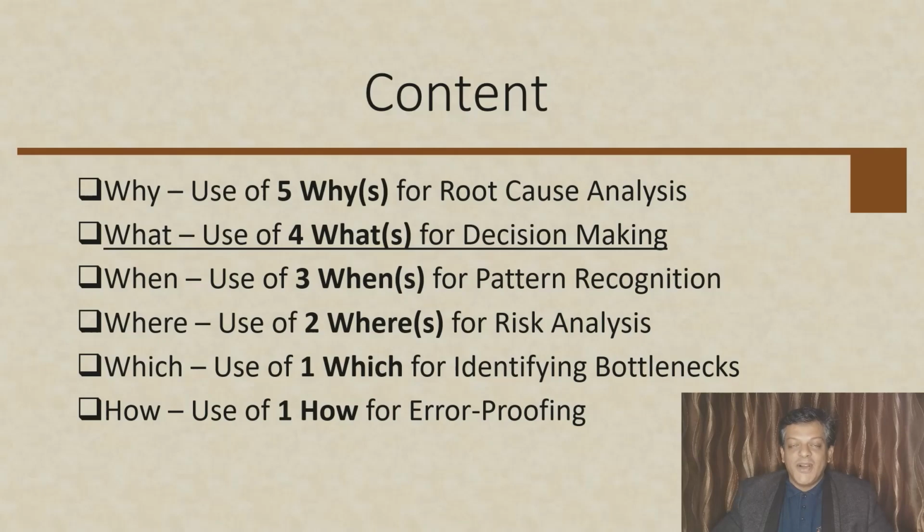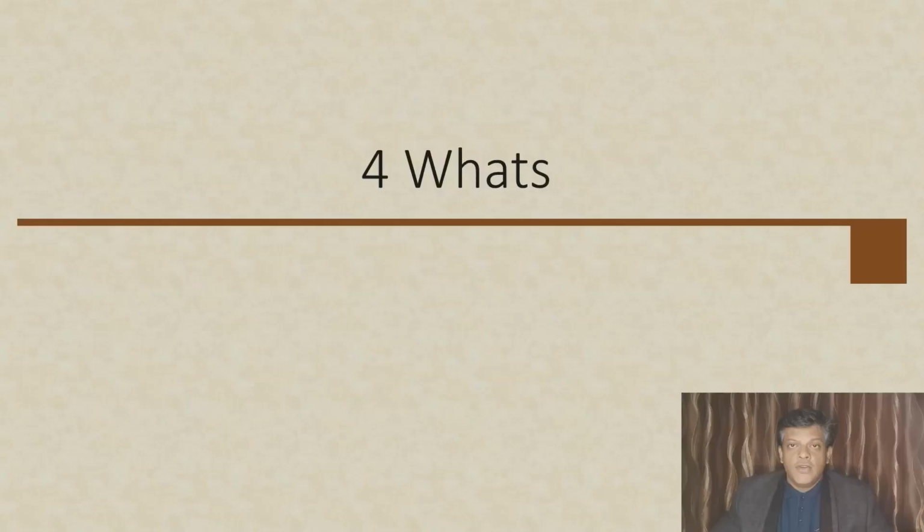In this part 2 of problem solving techniques, we are going to cover the use of 4 whats for decision making. Similar to 5 whys, here we are going to ask what 4 times for a particular problem, and our problem is about decision making. Let's have a look at it.